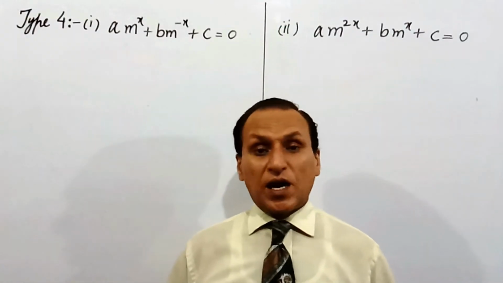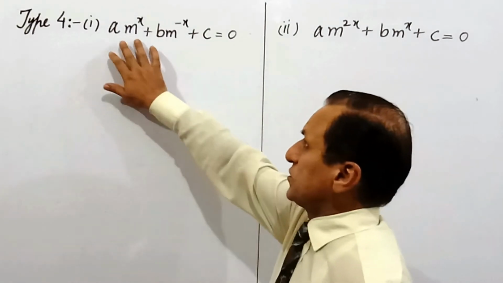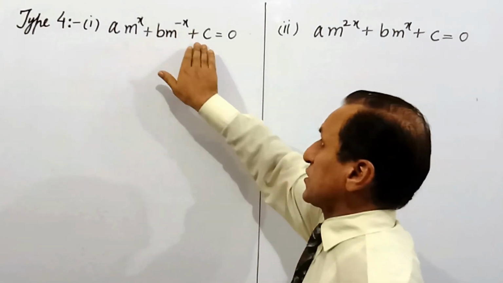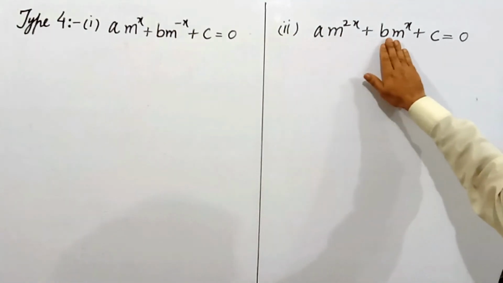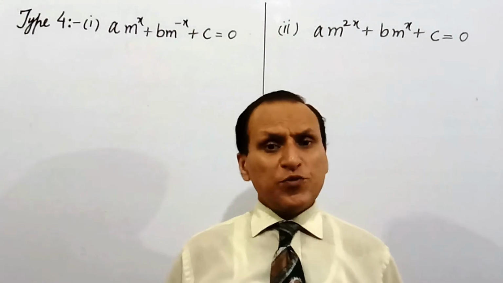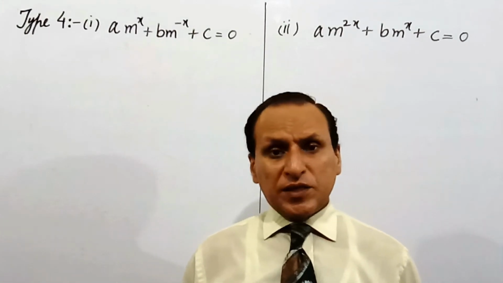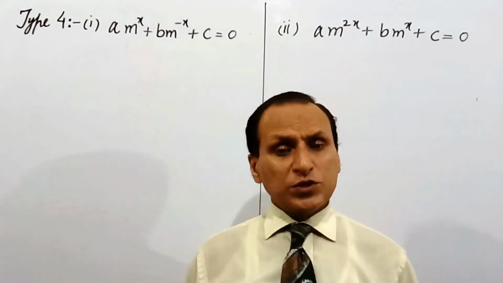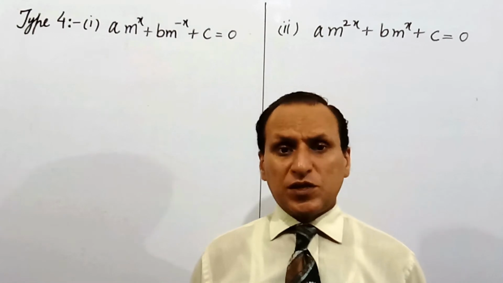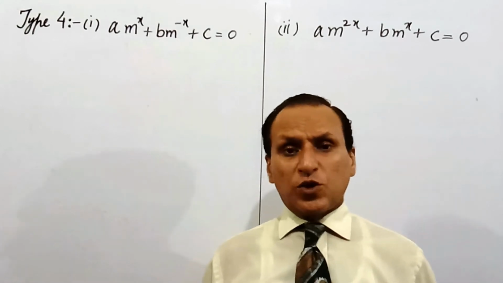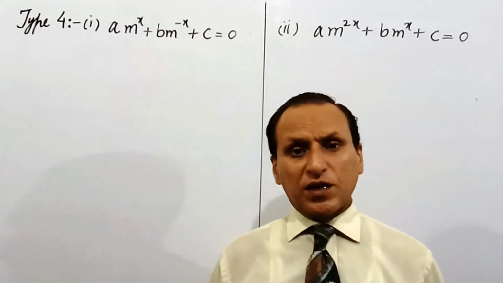Now we discuss the type 4 equation, and that may be of two different forms. One is a m raised to power x plus b m raised to power minus x plus c equal to 0, or a m raised to power 2x plus b m raised to power x plus c is equal to 0. If we require to solve equations of such kind, then definitely the steps told in this lecture will help you to solve these kind of questions easily. So let's resolve these two types of equations into quadratic form.